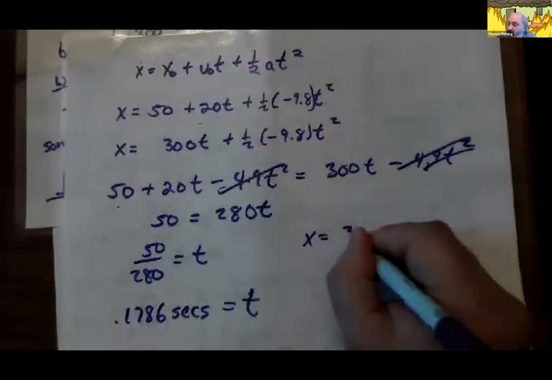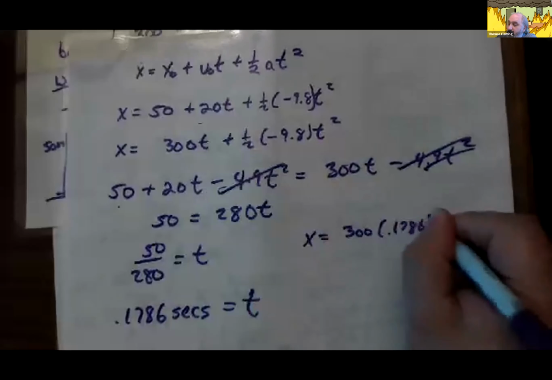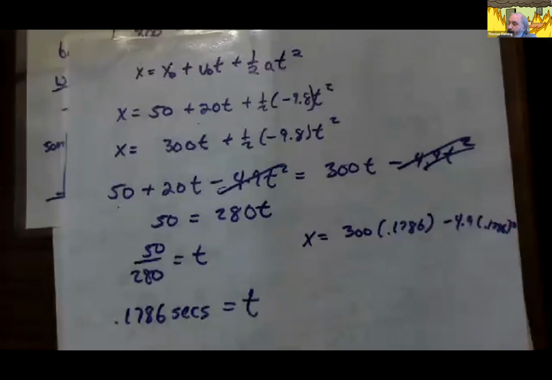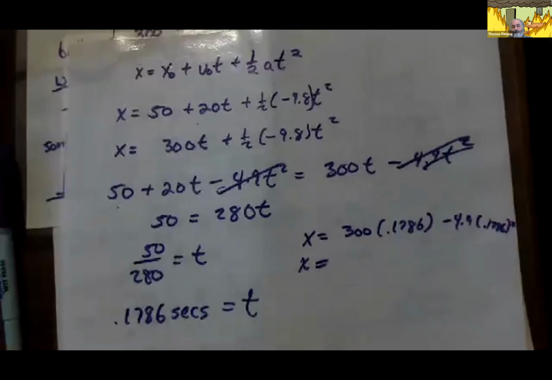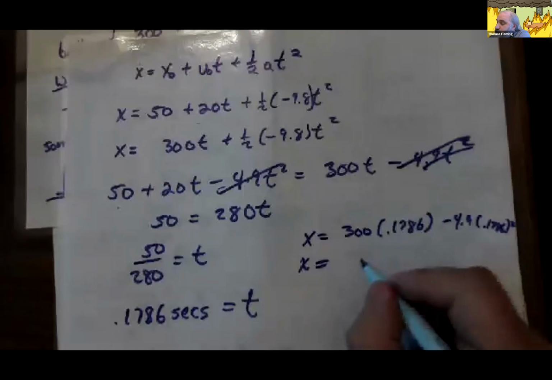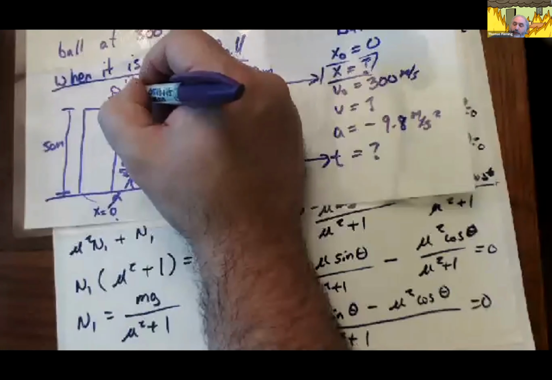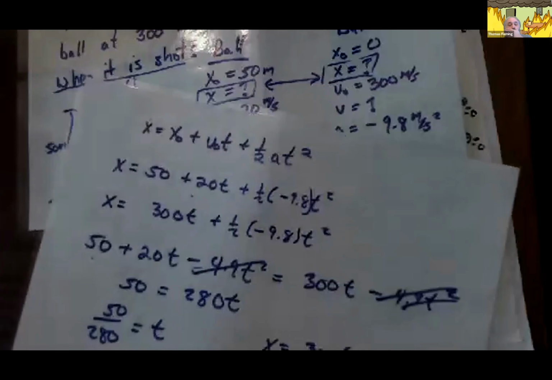So my final answer is going to be 300 times 0.1786 minus 4.9 times 0.1786 squared, and I get a whopping 53.4 meters. So what's going to happen is the ball started at 50 meters and it went about another 3.4 meters above, and bam, it gets shot. So it looks like it's going to get shot on the way up. Kind of cool.